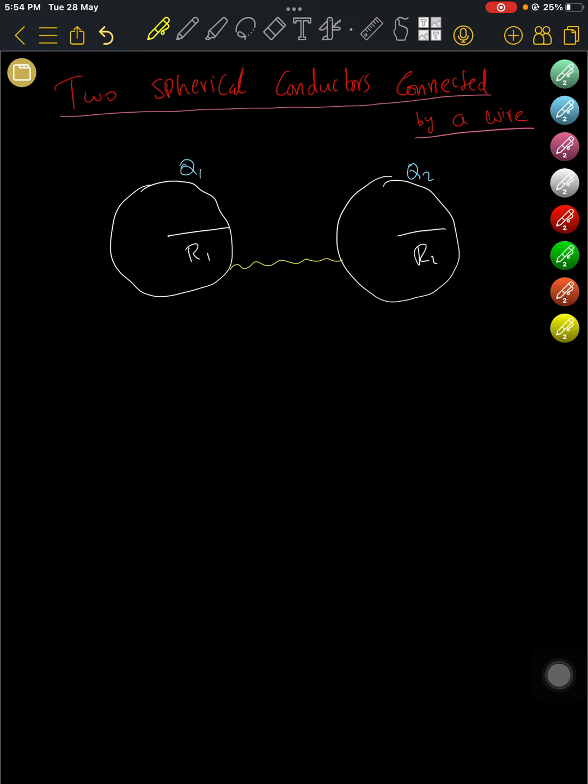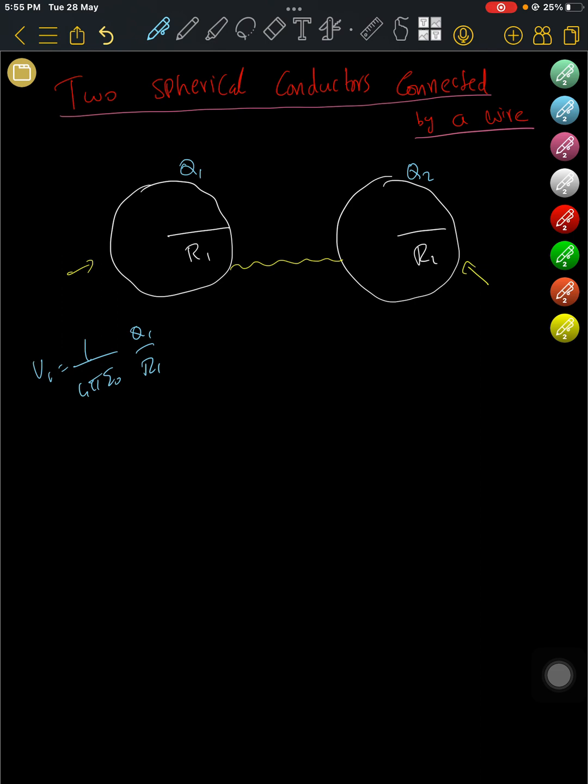Let's find out. Remember one thing: before you connect the wire, the potential of the first one and the potential of the second one are not the same. You can define potential for a given sphere. It's a spherical shape having radius r1, so the potential of the first one is given by V1 = 1/(4πε0) times charge by radius, and we can do the same for the second one. Since the radius and the amount of charge are different, the potentials may not be the same.